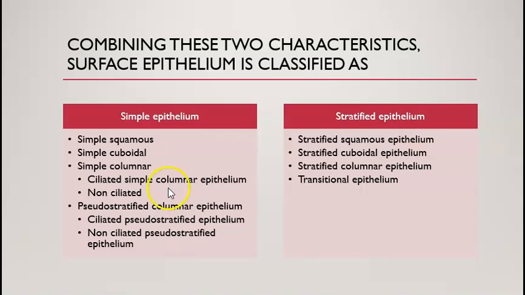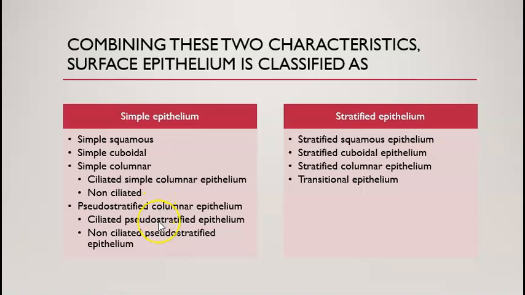Then non-ciliated columnar epithelium. Here they have no cilia over the surface, and they may have microvilli on top. And they have goblet cells too. Microvilli increase the surface area and increase the rate of absorption. And goblet cells are modified cuboidal cells which secrete secretions according to the location. Usually they secrete mucus. The next is pseudo-stratified columnar epithelium.